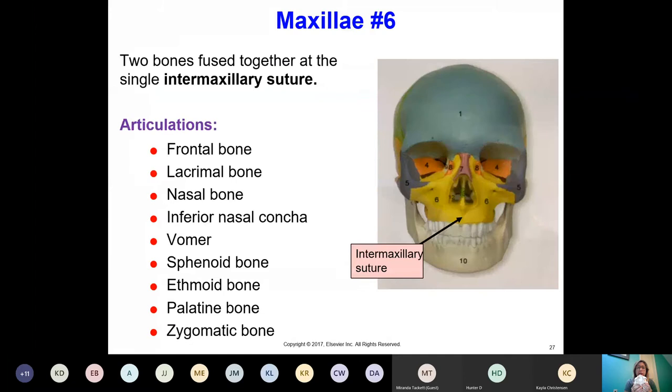Two bones fused together at the center, at the single intermaxillary suture. So if you rotate your skull back forward, let's see. You can't really see it very well on either of these skulls, but right down the center here is another suture. So your maxilla is actually two pieces or two bones that are fused together. Intermaxillary is inside the maxillary area. Intermaxillary suture. And the maxilla articulates with all of those different bones. So basically, the maxilla articulates with almost everything or is attached to almost everything.